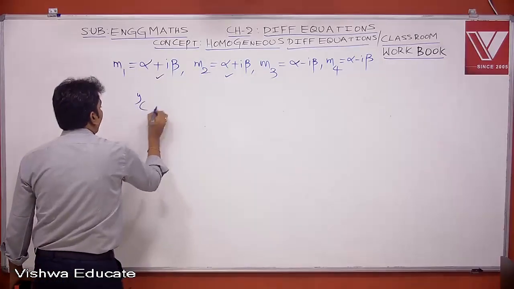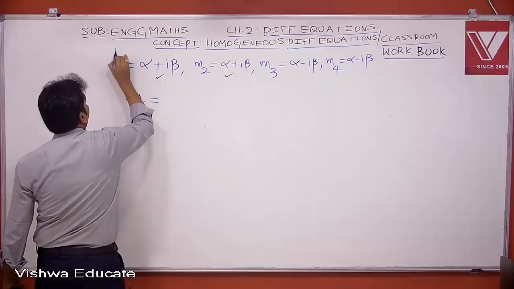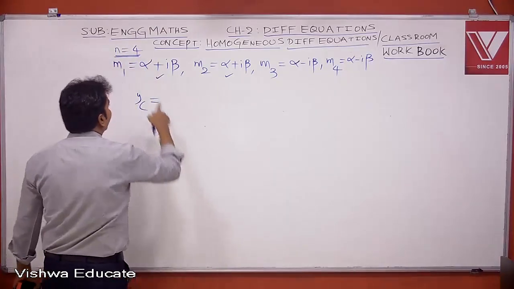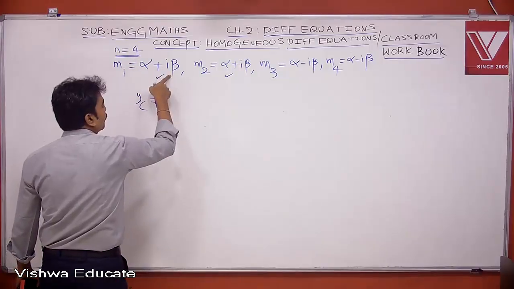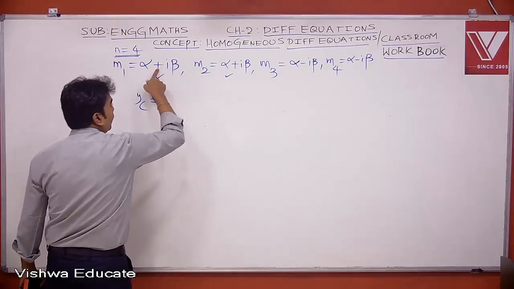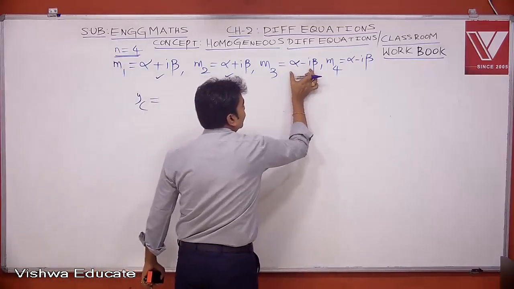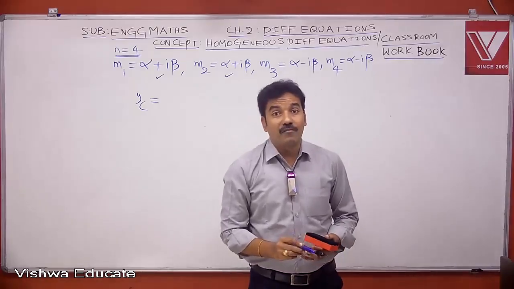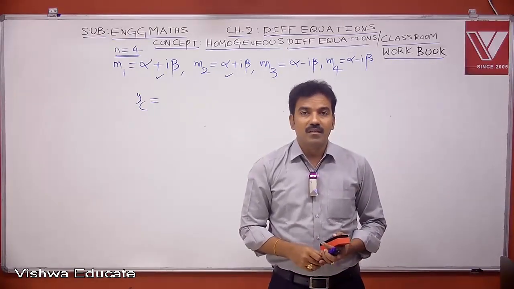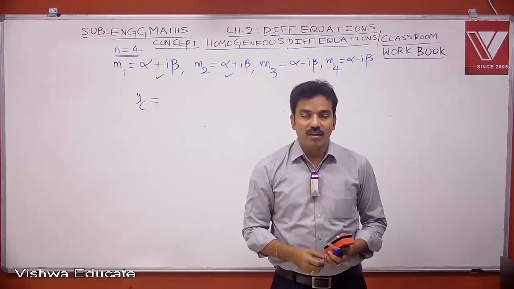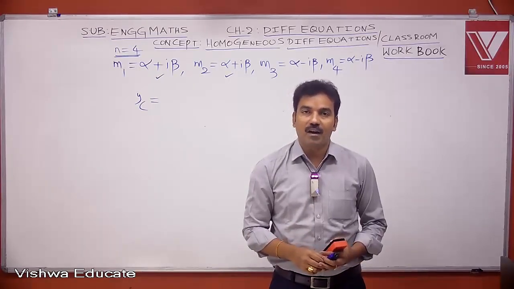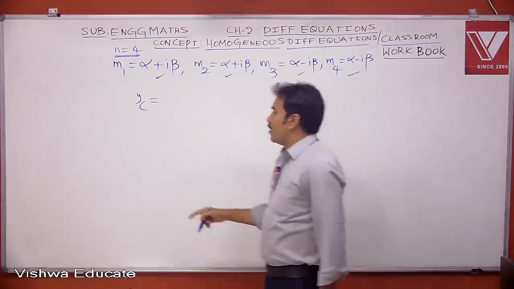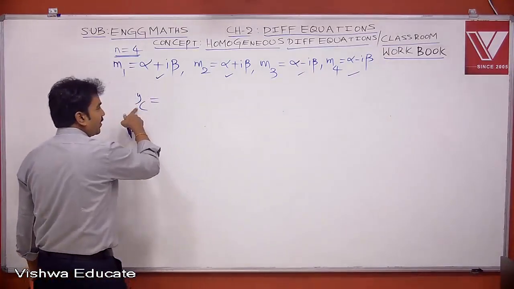In that case, YC becomes like this. Assume that we are working with n equal to 4, that means fourth order homogeneous linear equations with constant coefficients. Suppose m1 is a complex root, m2 is the same complex root repeated, and m3 and m4 are alpha minus i beta. That means the complex root alpha plus i beta is repeated twice, and in a similar way its conjugate repeats twice. In that case, my complementary solution YC will be like this.